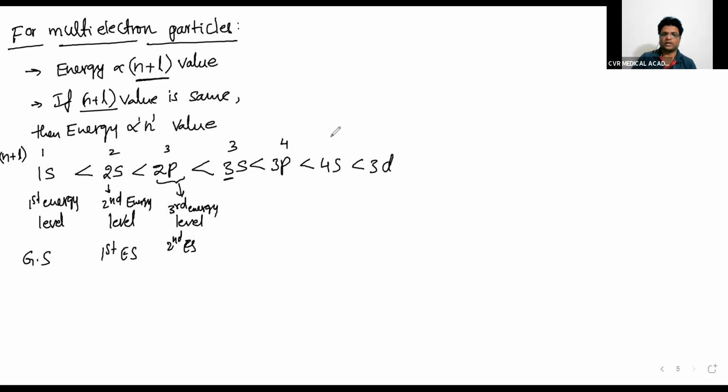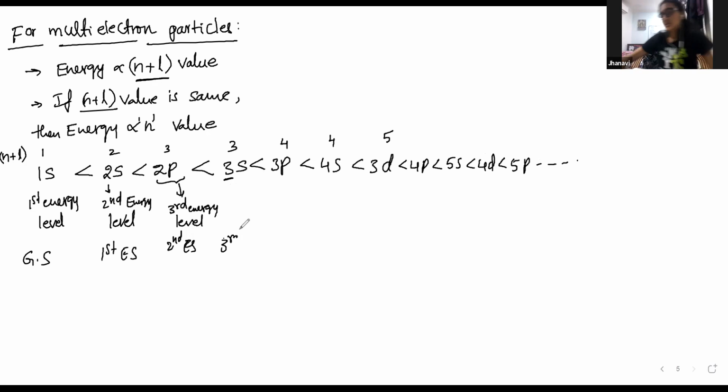Next 3p, 4. 4s also 4. Okay, 3p followed by 4s. And what about this 3d? 5. After 3s and 3p, we expect 3d to come, but not 3d. 4s came because the n plus L value for 4s is less than that of 3d. Hope you understand. And it continues 3d, then 4p, then 5s, 4d, 5p, and so on. The Euler diagram order. Okay, so now third excited state is 3s.